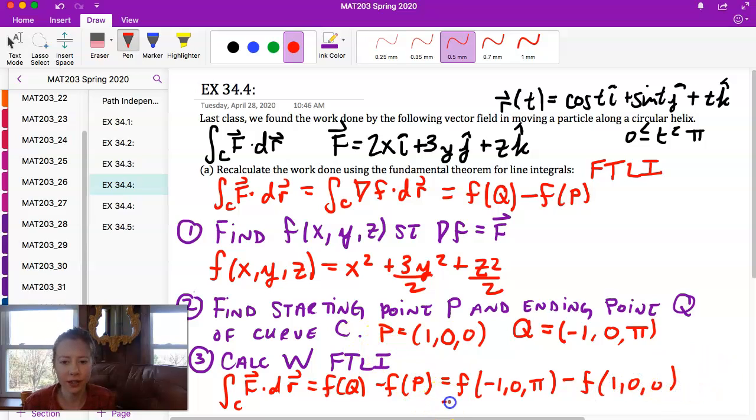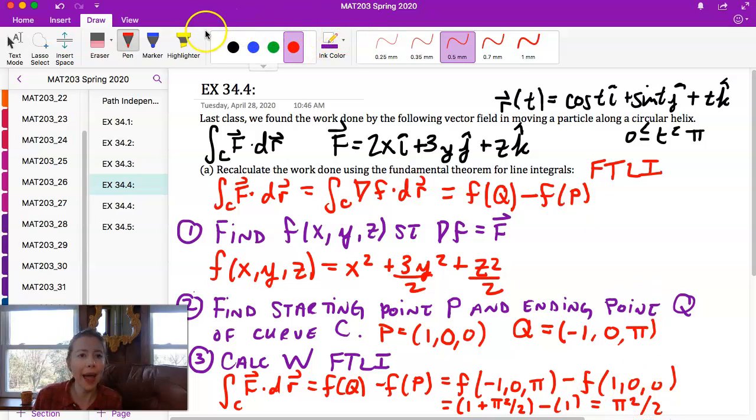All right, so let's plug this in. So f of -1, 0, pi is going to give us, well, -1 squared is 1. And 0, anything is 0. And so then we have pi squared over 2. Then we're going to subtract off. Let's see. So then we have 1, 0, 0. So 1 squared is 1. All right, and that's going to be it there. And this is going to give us pi squared over 2.